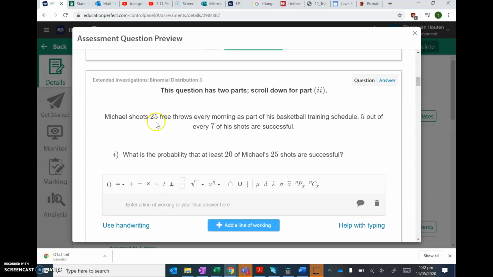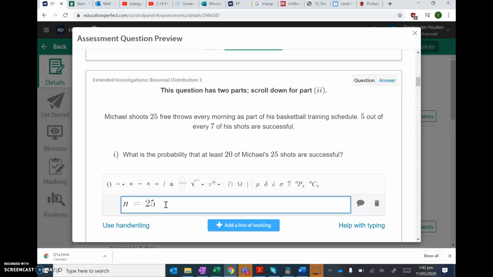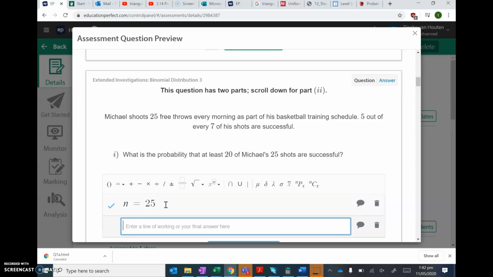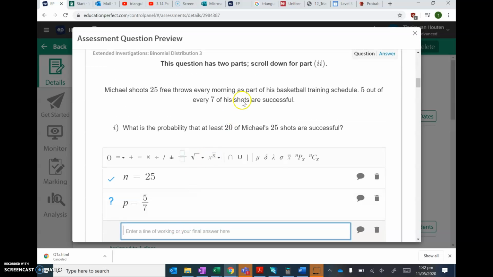Next question. Michael shoots 25 free throws every morning as part of his basketball training schedule. So we have a fixed number of trials. N equals 25. Already looking like it is a binomial distribution. 5 out of 7 are successful. So that's my probability. Probability equals 5 out of 7. Don't worry about the question mark. What is the probability that at least 20 of his shots are successful?